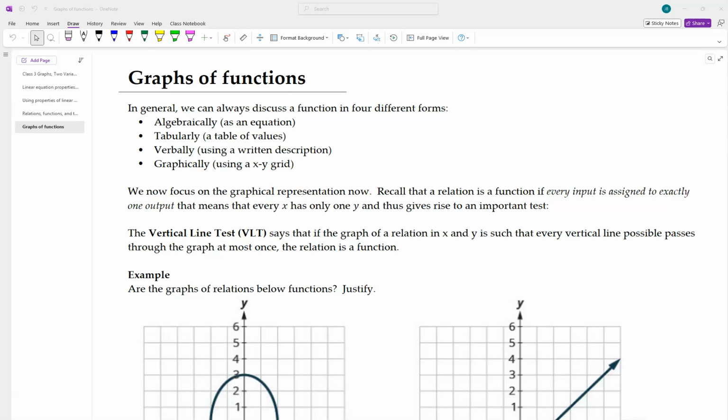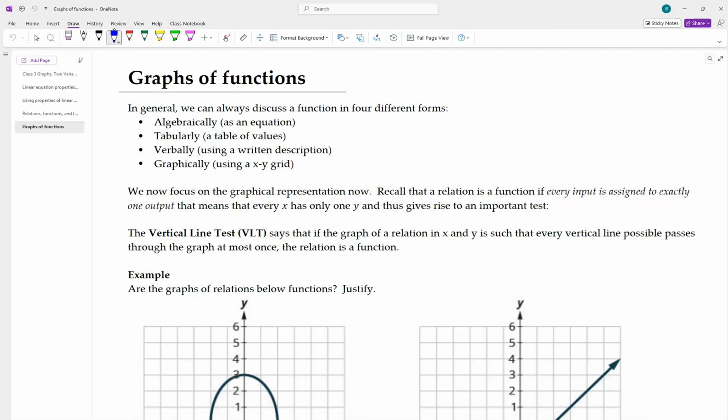All right, having studied functions, there's actually a few different ways we can represent functions. So algebraically, tabularly, verbally, and graphically. We focused on the algebraic perspective last time. We saw equations and symbols and that sort of thing, but now we're going to try and move between the different forms of a function as well.